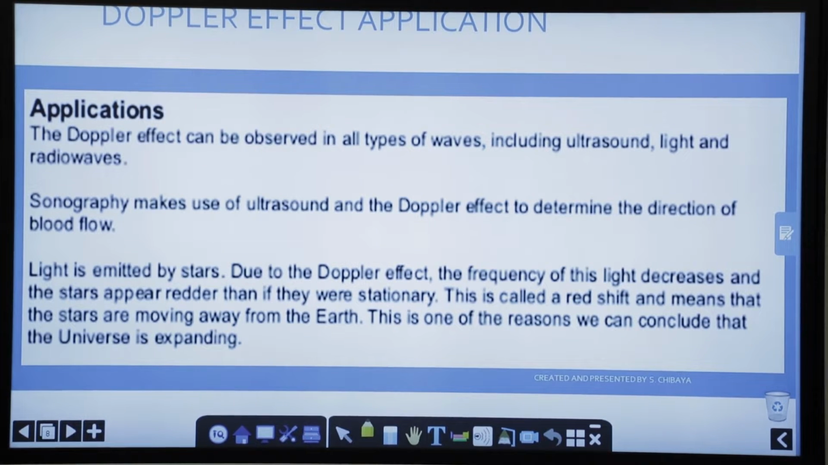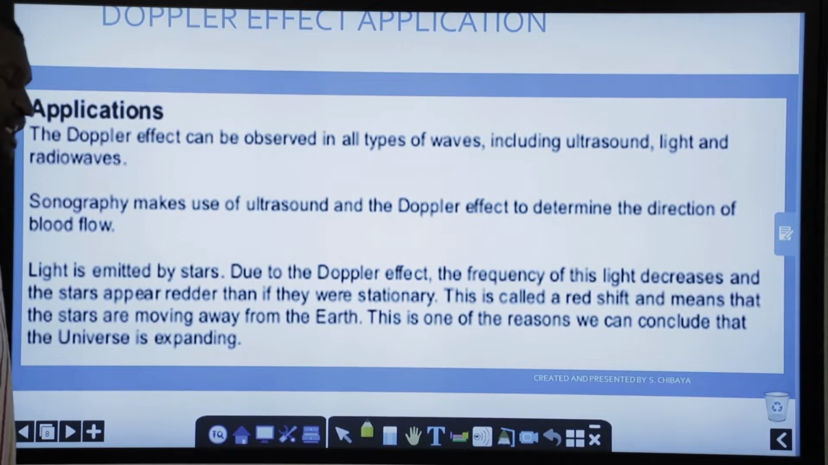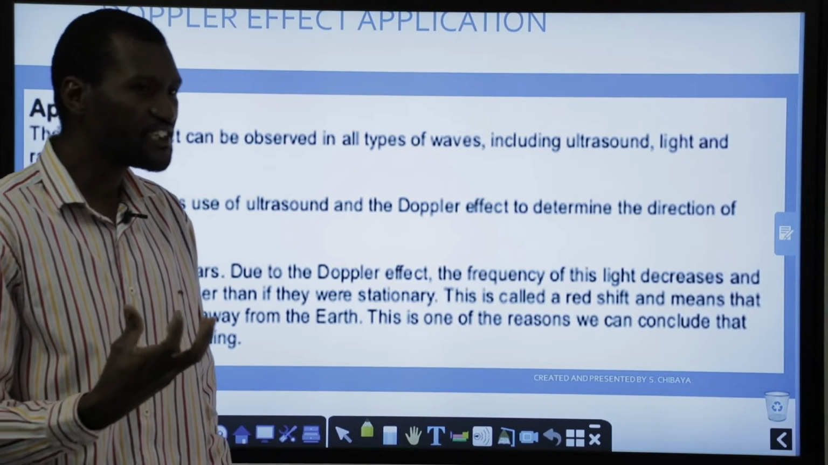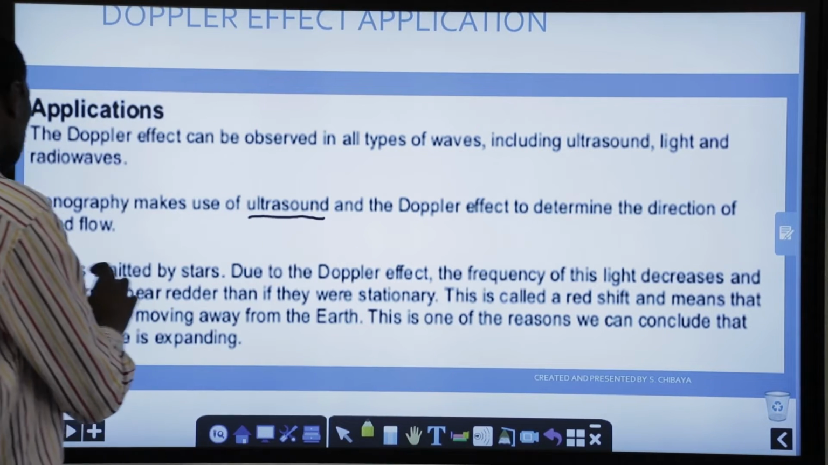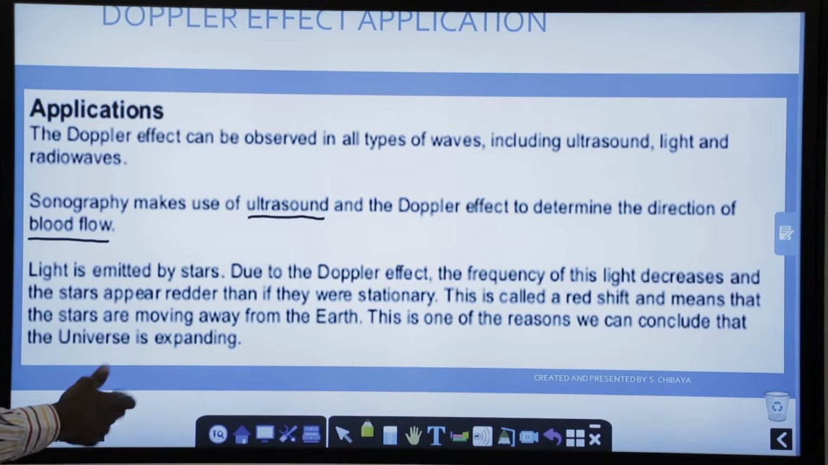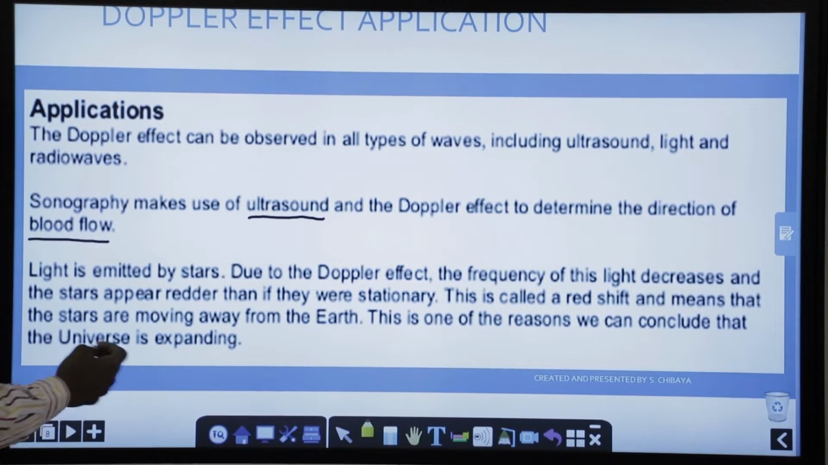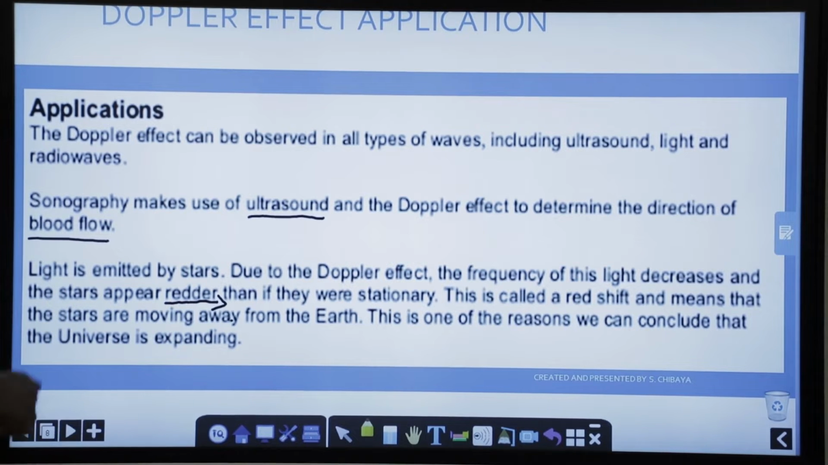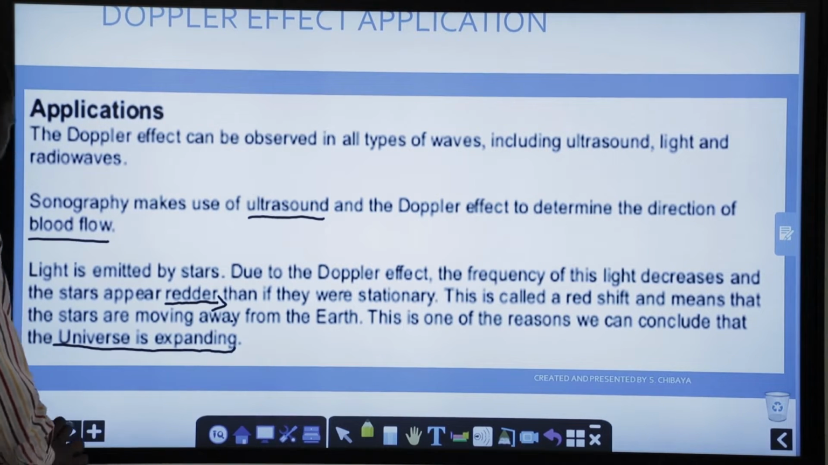Applications of the Doppler effect. The Doppler effect can be observed in waves, including ultrasound, light, and radio waves. In sonography we use ultrasound, a wave whose frequency is above 20 kilohertz. You cannot hear it, but it has a very high frequency. So we use ultrasound and the Doppler effect to determine the direction of blood flow. Light is emitted by stars, which is the other application of the Doppler effect. Due to the Doppler effect, the frequency of this light decreases and the stars appear to be shifting in the redder direction than if they were stationary. This is called a red shift and means that the stars are moving away from the Earth. In other words, we can conclude that the universe is expanding.